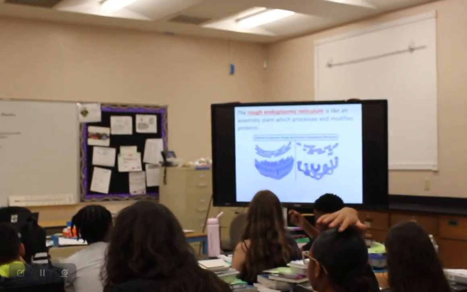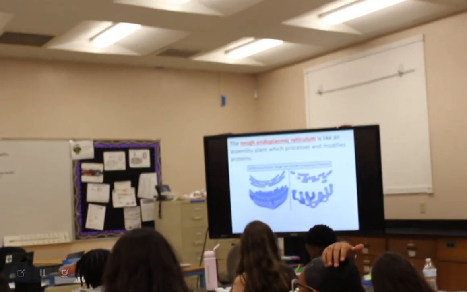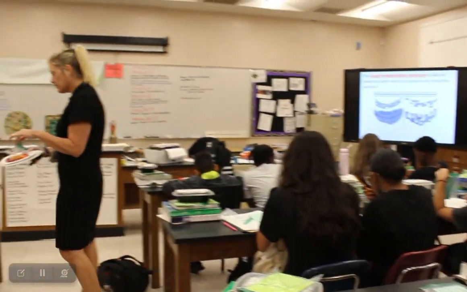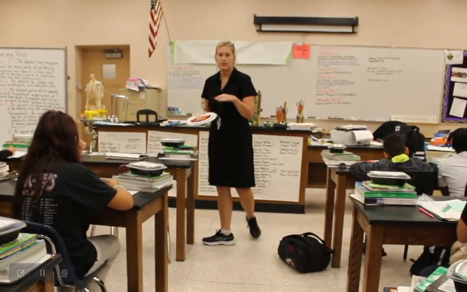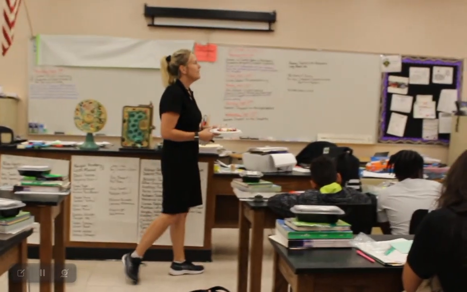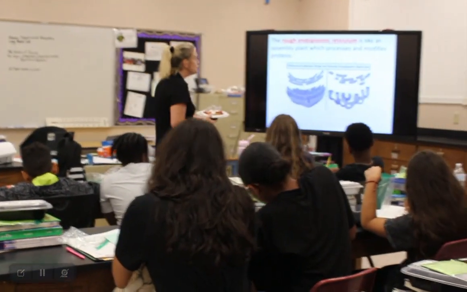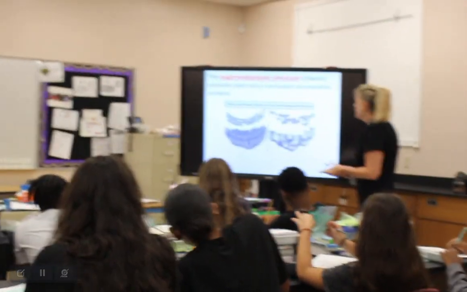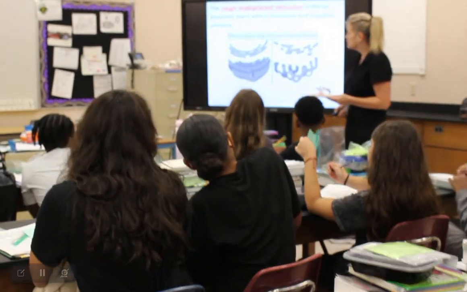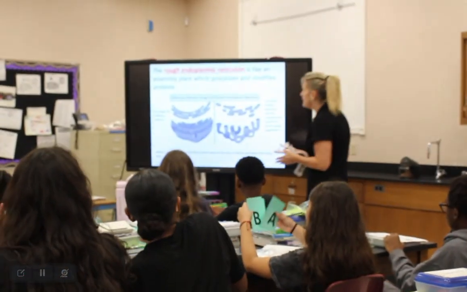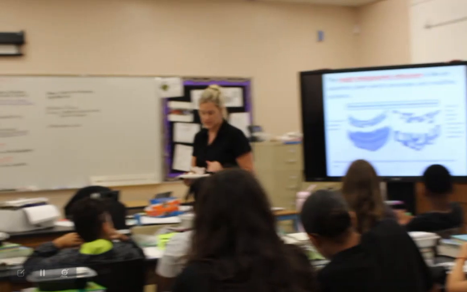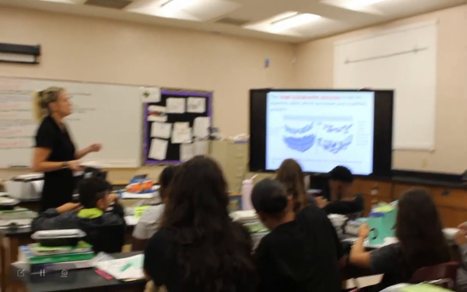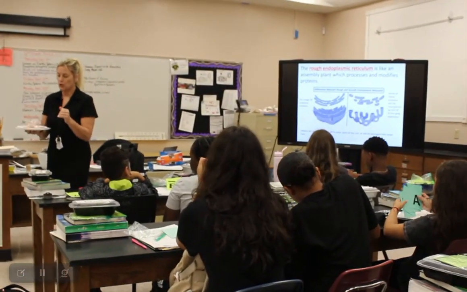All right, so the next one is the rough endoplasmic reticulum. And the rough endoplasmic reticulum, we use a nerd's rope to model, because it's got the ribosomes immediately on it already. And then you'll notice there's something called smooth endoplasmic reticulum. So the smooth endoplasmic reticulum does not have ribosomes attached to it. So it's like an assembly plant. It processes and modifies proteins. All right, so then it's going to transport these proteins to something called the Golgi apparatus.